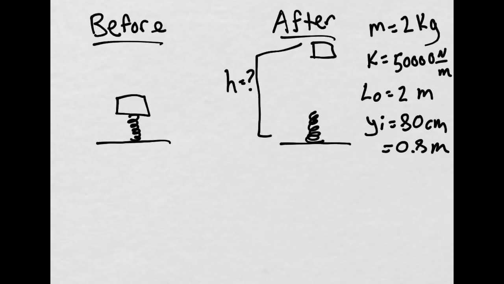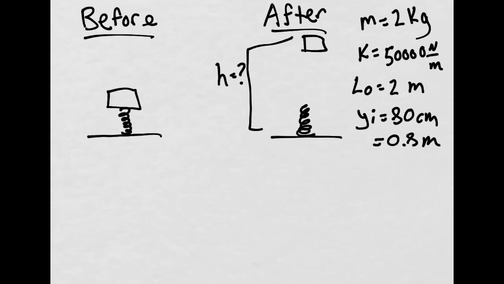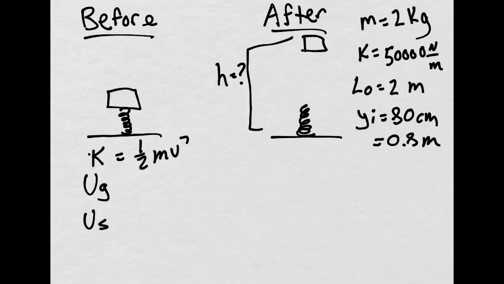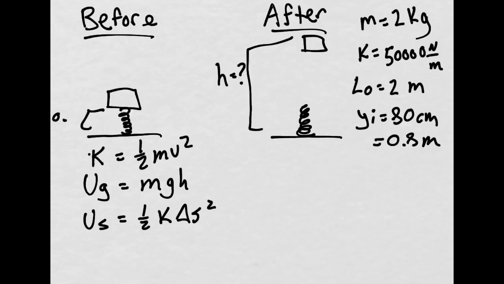So this problem has 3 types of energies: kinetic energy, U from gravity, and U from the spring. Remember, kinetic energy is 1/2 mv squared, gravitational potential energy is mgh, and spring energy is 1/2 k delta s squared. So here, this is 0.8 meters.